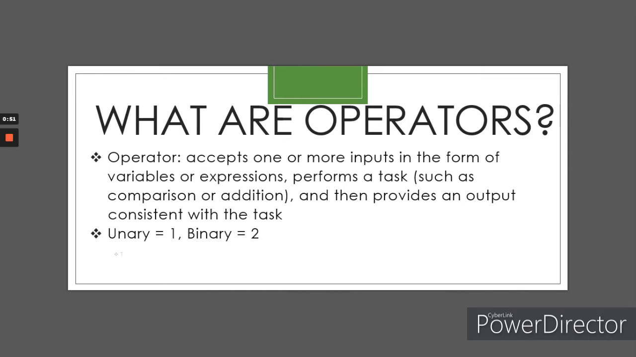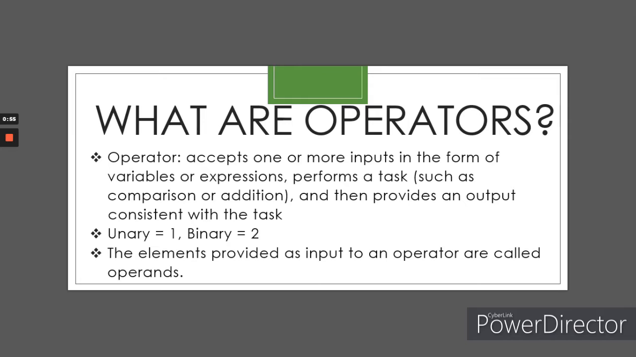The elements provided as input to an operator are called operands. The operand on the left side of the operator is called the left operand, while the operand on the right side of the operator is called the right operand. So now we are going to learn different types of operators.